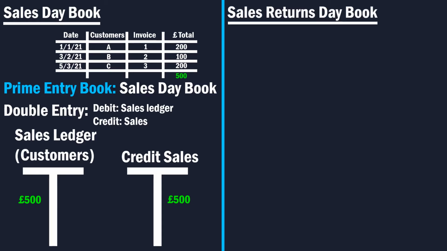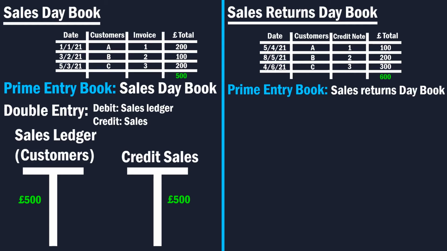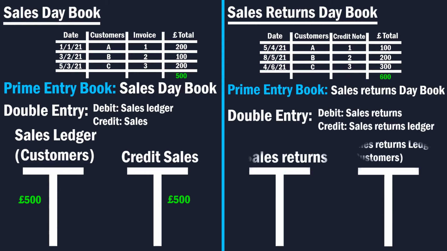We can then move on to the sales returns daybook, which is an opposite to the sales daybook, which is basically goods that are returned by our customers. So we're going to have a date on when that has occurred. We're going to have our customers. This time we're going to have a credit note and we're going to have a total. That total you see here, that £600, represents all the list of our customers. So that £600 will then get entered in the parliamentary book, which is the sales returns daybook. And then that's going to help us understand the double entry behind it, which is to debit the sales returns account and credit the sales returns ledger account, like that.